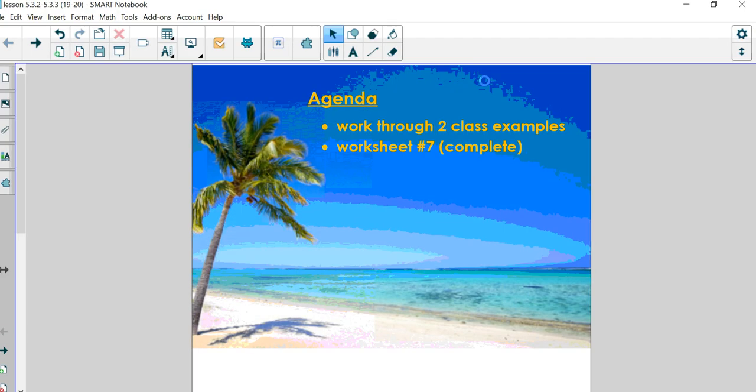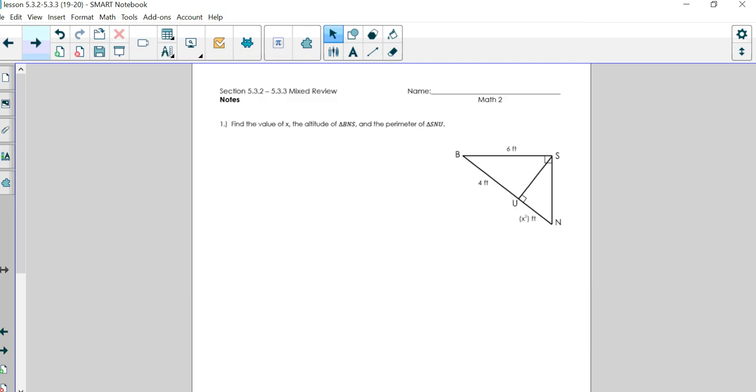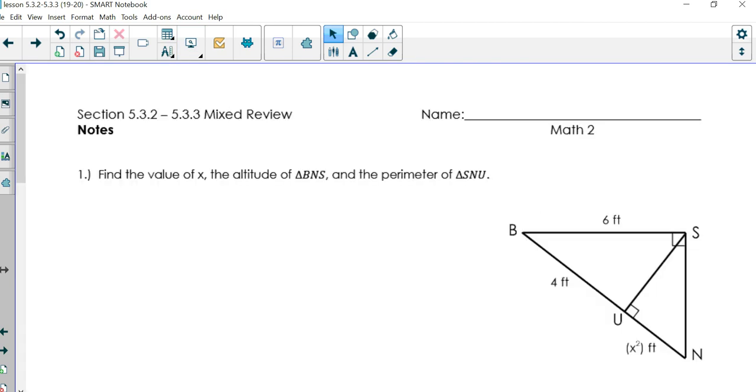So let's see. So here are your examples. Here's what the problem should look like. It says to find the value of x, the altitude of triangle BNS, and the perimeter of triangle SNU. So we have a couple things that we need to do. All right, so find the value of x. Let's do that first. So we want to start by noticing what kind of triangle this is so we know what kind of shortcut that we use, or if we can use a shortcut.